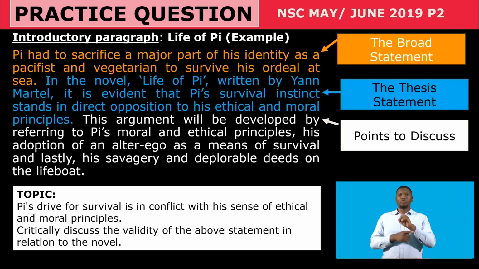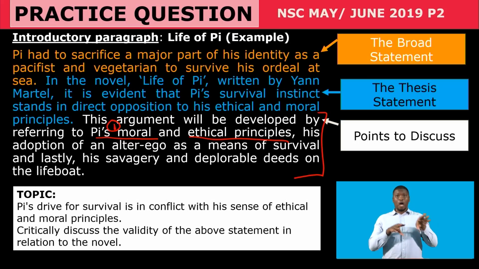So we are rephrasing the question, right? This argument will be developed, and here we are saying how our argument will ensue, how it's going to develop, right? The argument will be developed by referring to Pi's moral and ethical principles. So this is going to be our first body paragraph, right? His adoption of an alter ego as a means of survival. So this is going to be our second body paragraph, referring to Richard Parker as his alter ego. And then the third one, lastly, his savagery and deplorable deeds on the lifeboat.